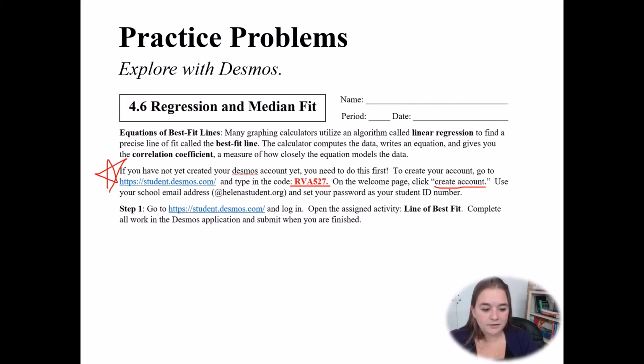That way, if you forget, I can help you. Once you've done that, you're going to go back to student.desmos.com and log in, and you're going to open up this activity, line of best fit. You're going to complete your work in the application inside that browser window and click submit. But I'm going to try to make a little video here that'll link to this so I can show you what you're going to be doing with that Desmos activity.